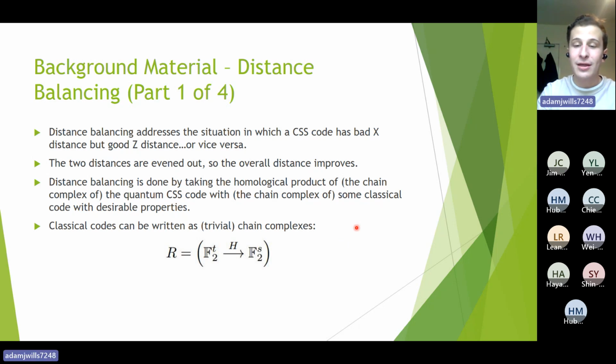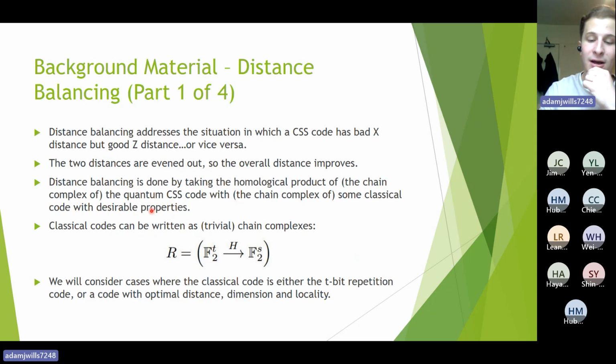I should mention as well that we will be using some classical code with desirable properties to do this distance balancing. The ones that we are going to be using are either the T-bit repetition code, that would be one case, and the other case we will consider will be a fully optimal good classical LDPC code. So linear distance, linear dimension, and constant locality.